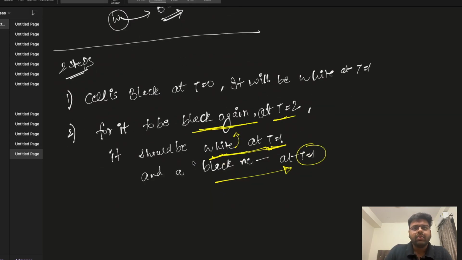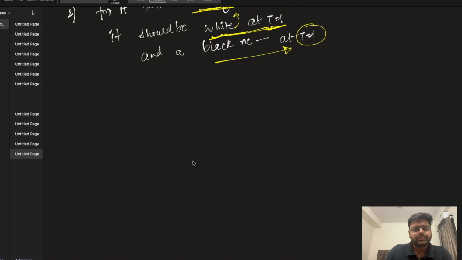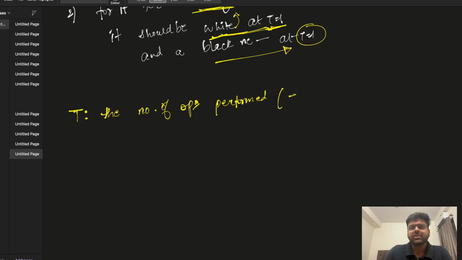Okay, now let's move further. Now I'll define something. Let me define t as the number of operations performed, and it would be going up to t equal to 10 raised to power 100, and we know that it's an even number.